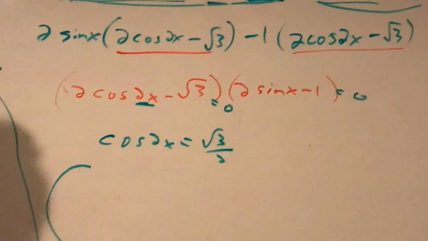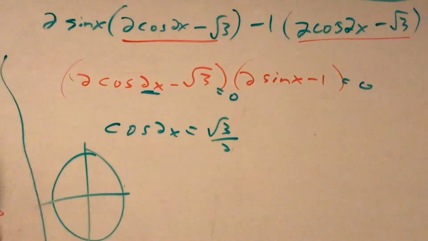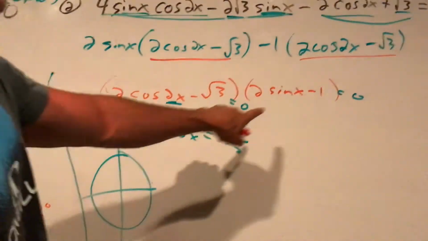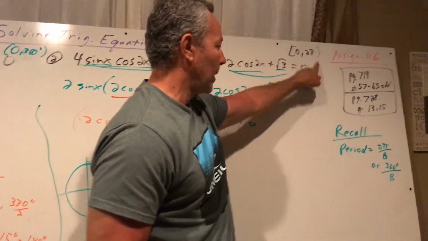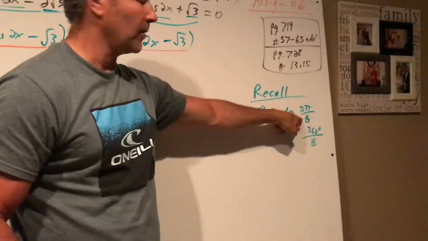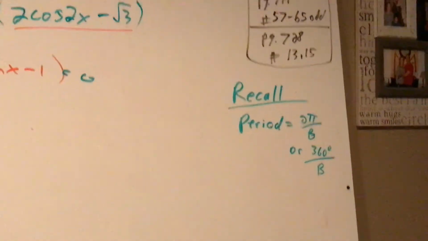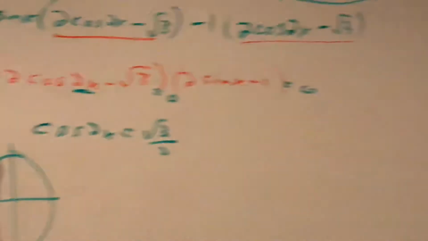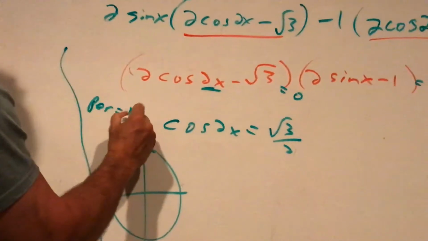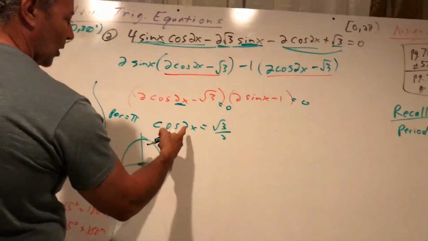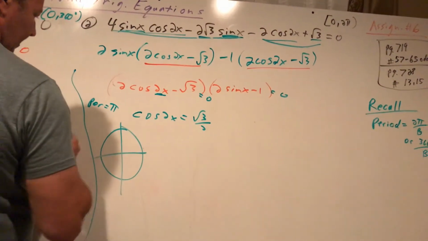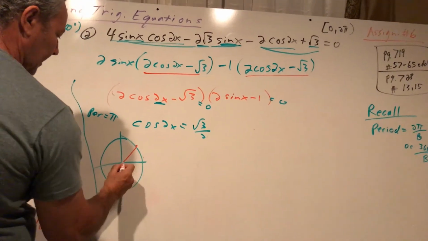Okay, on my circle. Also my b is 2. I'm in radians. My period is 2 pi over b. 2 pi over 2 is pi. So my period is pi in this part of the problem right here. I'll put that here. Okay, cosine I want it to be positive. That's going to get me these two angles that I'm looking for.